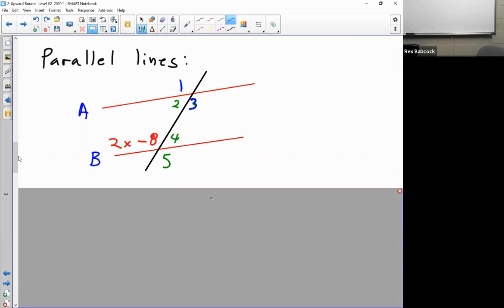If lines A and B are parallel, there's several different accepted symbols. But the one you see most often is this. You'll have a little arrow on each to show the parallel. The black line, this line right here, is called the transversal. It crosses both of them, like rails on a railroad track.